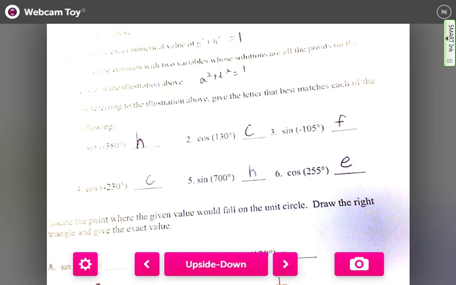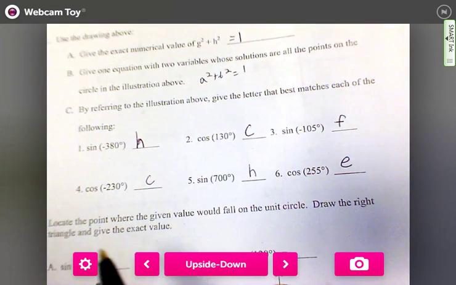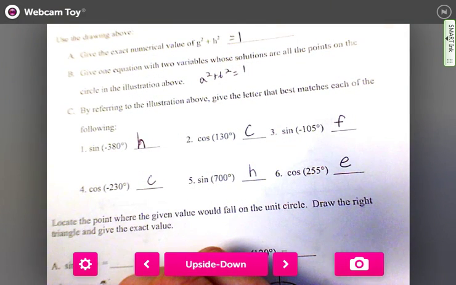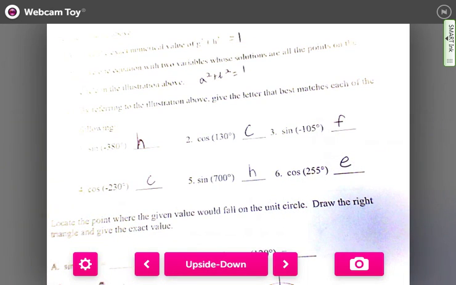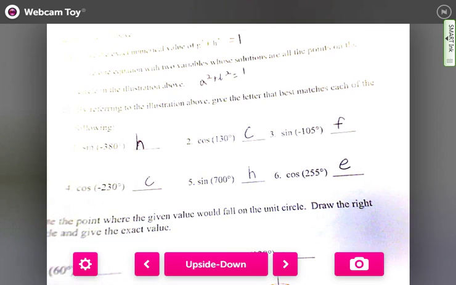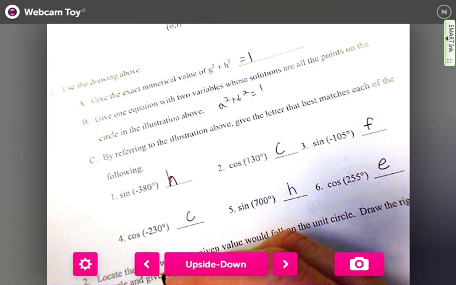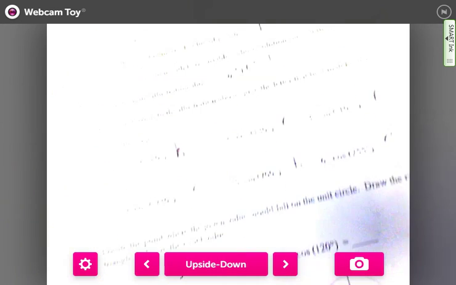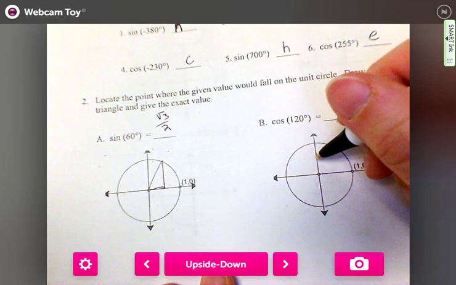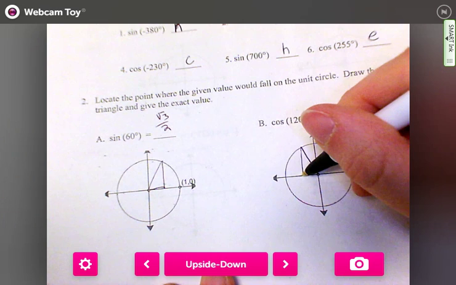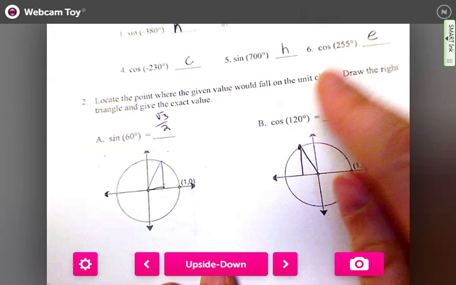Okay, we're going to locate the point where the given value would fall on the unit circle and draw the right triangle. Okay, so we know that a 60 degree would be right there. And if we look at our unit circle, which we should all have out to be able to do this, we look at 60 degrees, and the Y value at 60 degrees is square root 3 over 2. 120 would be right here. That's 120 degrees. And the cosine is the X value, so that would be negative 1/2.